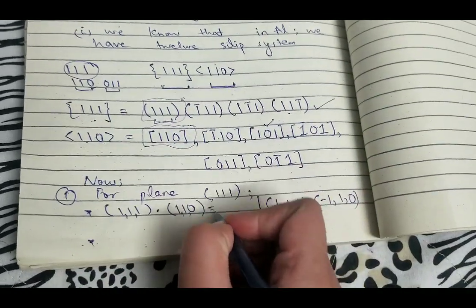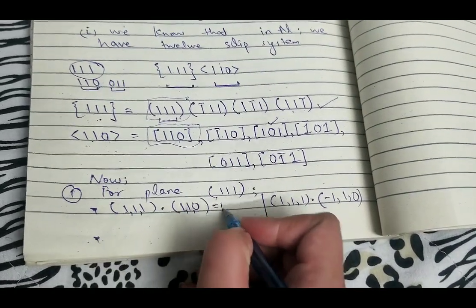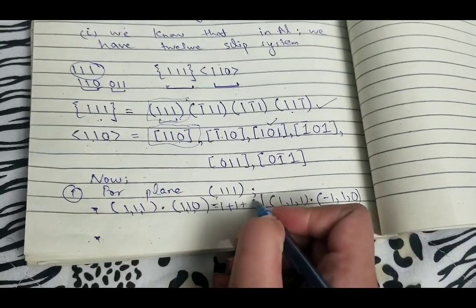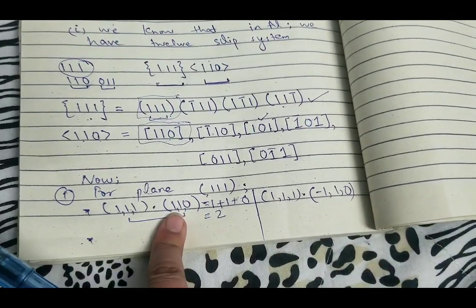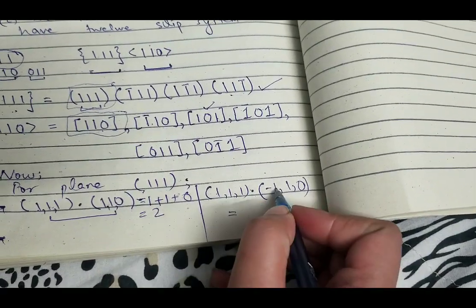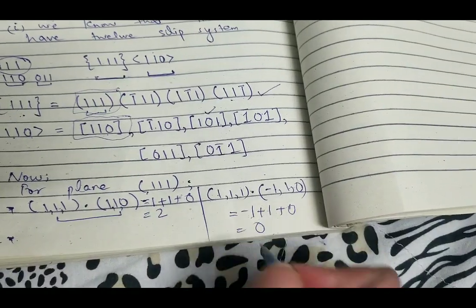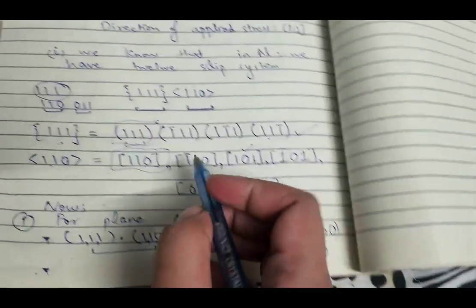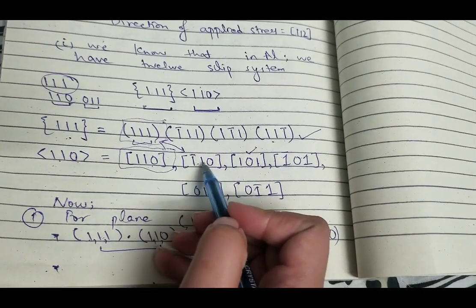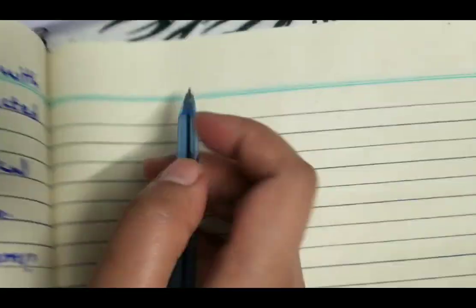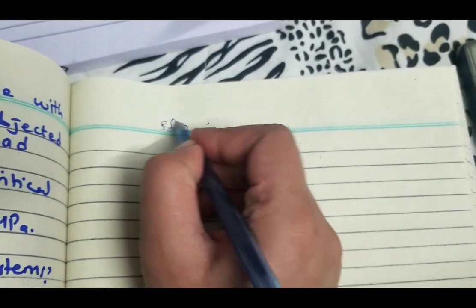Okay, so let us do it for this one plane. 1 into 1 plus 1 into 1 plus 1 into 0 gives 2, which is non-zero, hence this combination will not form a slip system. Now for this one, 1 into minus 1 is minus 1, 1 into 1 is plus 1, plus 1 into 0 is 0, so minus 1 plus 1 gives you the 0 result. So this combination will form a slip system. The 111 plane and 1 bar 1 0 direction will form a slip system. So we have slip system 1. We'll write it at the end.